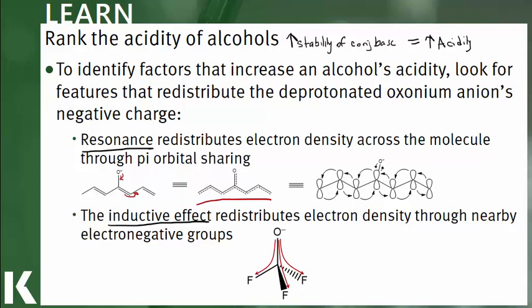The inductive effect is also a way to redistribute a negative charge. Due to the difference in electronegativity, groups like the electronegative fluorine seen here are able to withdraw electrons from the negatively charged oxygen. The more electronegative groups on a molecule, the more stable the conjugate base and the stronger the acid. Let's use this information to rank the acidity of alcohols.